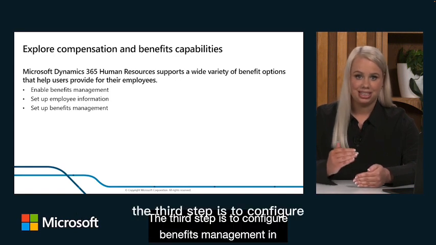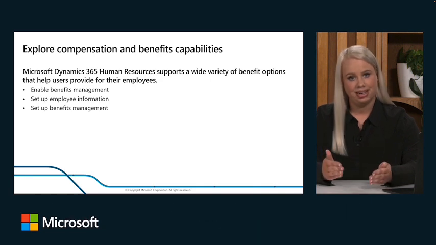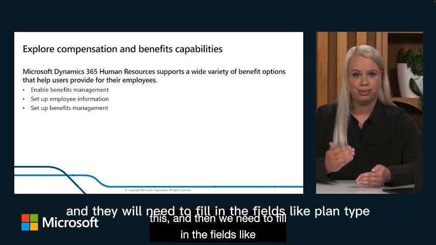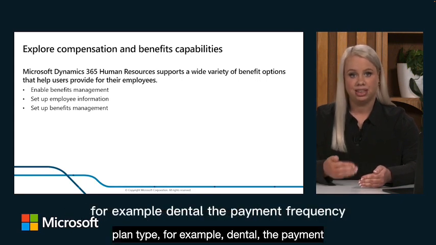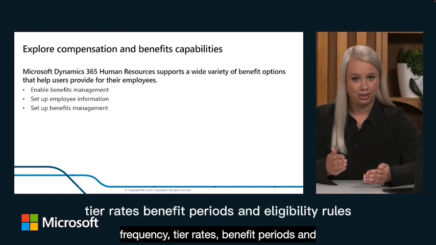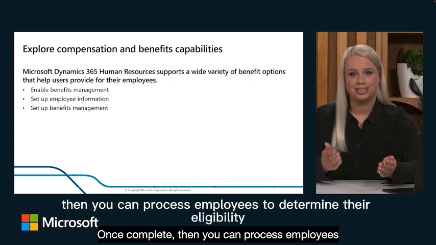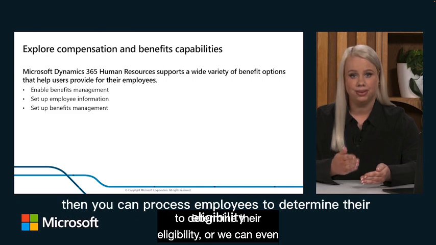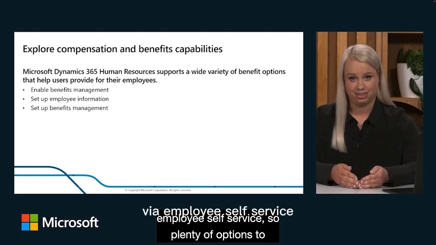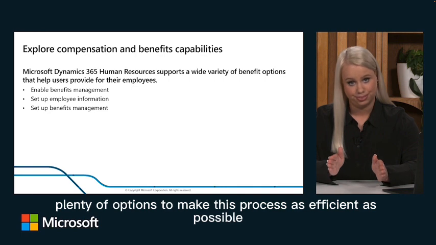The third step is to configure benefits management in terms of creating the individual benefits plans. A HR manager will usually be tasked with doing this, and they will need to fill in the fields like plan type, for example, dental, the payment frequency, tier rates, benefit periods, and eligibility rules, and there are other fields too. Once complete, then you can process employees to determine their eligibility, or you can even have employees themselves select plans via employee self-service. So plenty of options to make this process as efficient as possible.